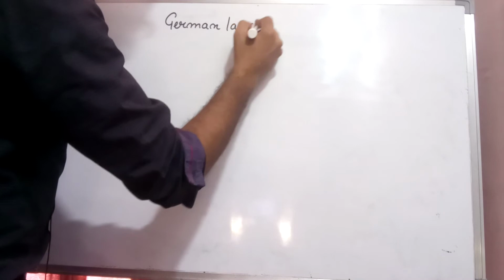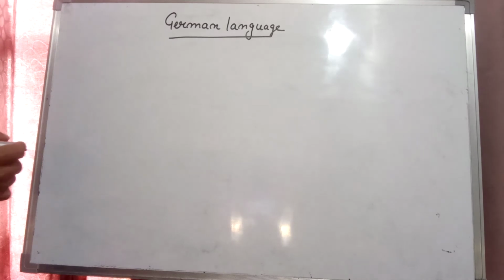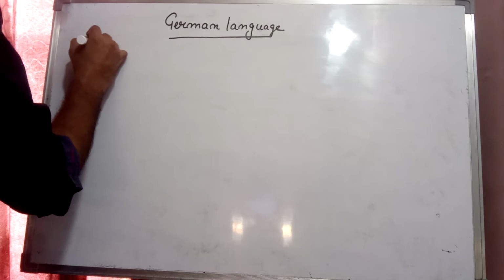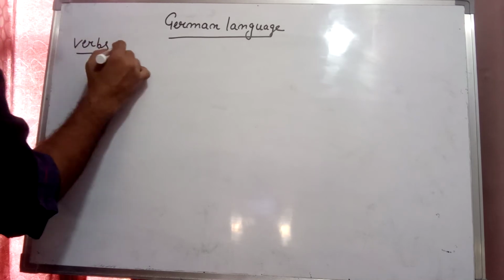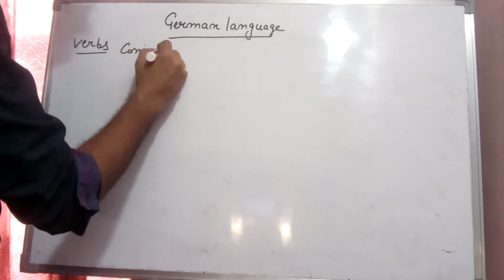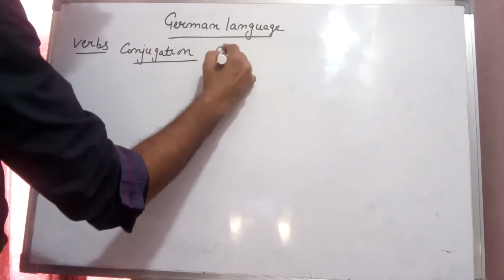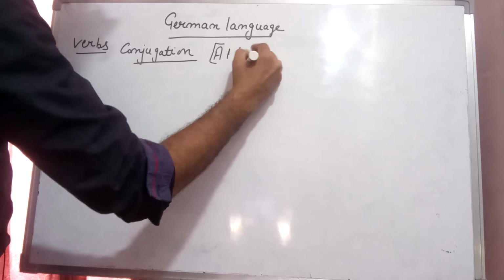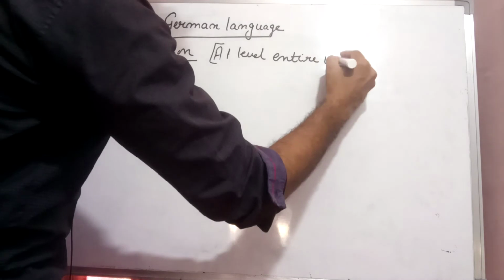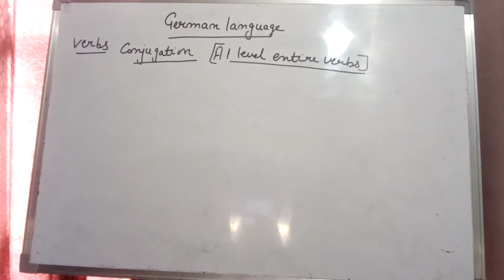So today we'll do a lot of verb conjugation in the German language. I will give you a lot of verbs today so that you will come to know what verb conjugation is, because today we have a pattern of A1 level verb rules, the verbs which you use in your daily routine. Is it clear to you?